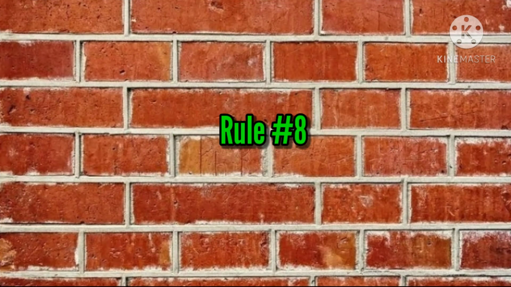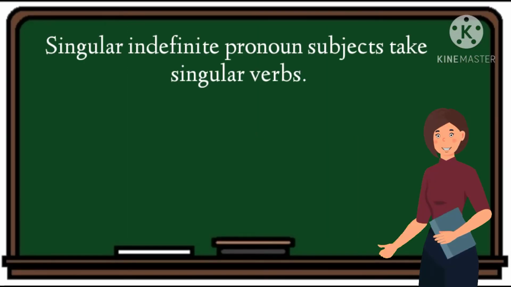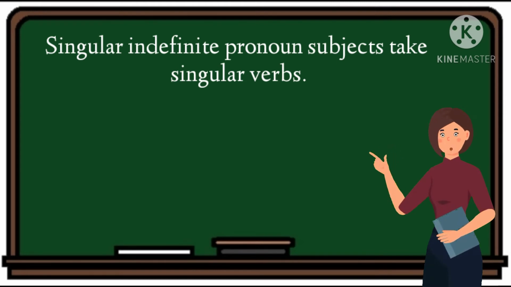Rule number 8. Indefinite pronouns as subjects. So indefinite pronouns are classified into two, the singular and the plural. For the singular indefinite pronoun subjects, they must take a singular verb. Some of the singular indefinite pronouns are the following: each, either, neither, one, no one, nobody, nothing, anybody, anyone, anything, someone, somebody, something, everyone, everybody, and everything.